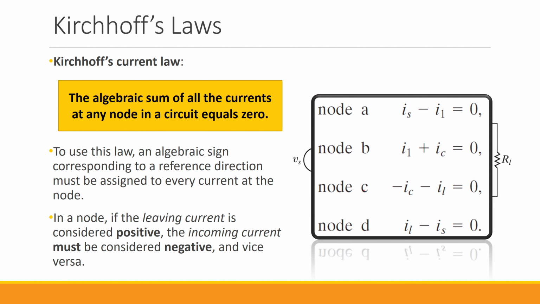I rewrote them here. For node A, we have IS minus I1 equals 0. For node B, we have I1 plus IC equals 0. For node C, we have negative IC, negative IL equals 0. And finally, for node D, we have IL minus IS equals 0.